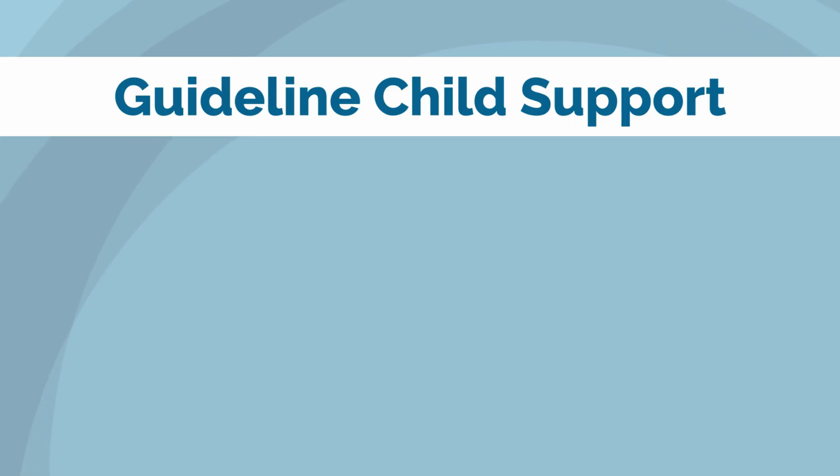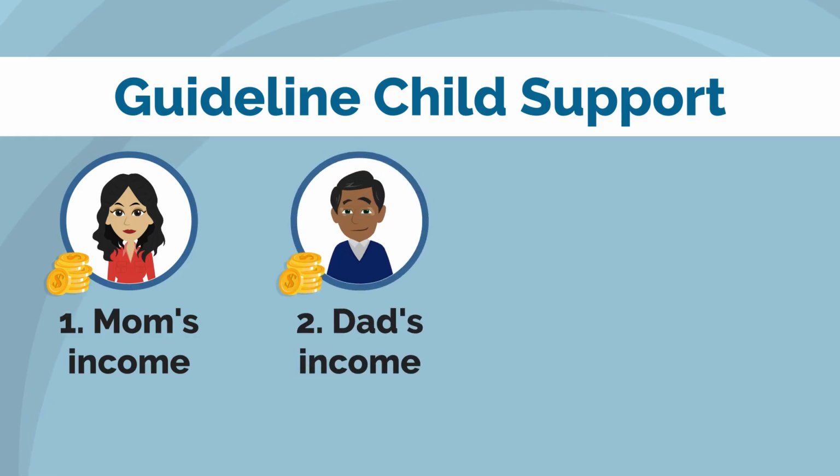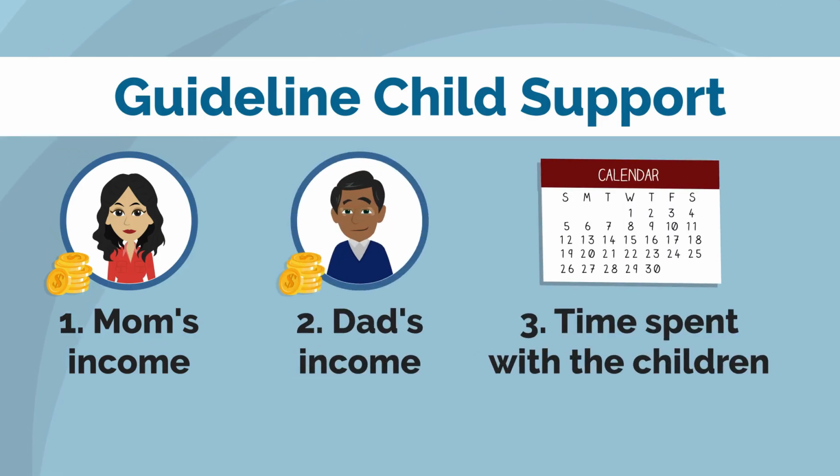The court will examine three main factors to determine guideline child support: mom's income, dad's income, and how much time the child spends with each parent. This means that even if the parents share custody equally, one parent may still be ordered to pay child support if they make more money than the other parent.